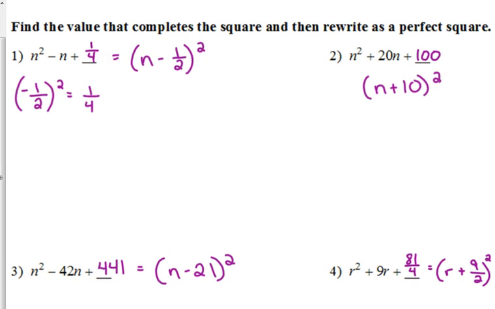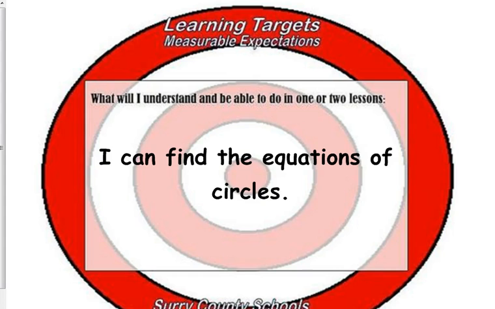Notice every single time when you factor these, when you rewrite it as a perfect square, the second number in your binomial is always the number that you squared. Or if you want to look at it as what your result is after you divide by 2. And then the sign is determined by the sign on the coefficient b. So 1 and 3 have negative b's, so they have minuses. 2 and 4 have positive b's, so they have plus signs there. Okay? So we need this for what we are doing today here in a little bit.